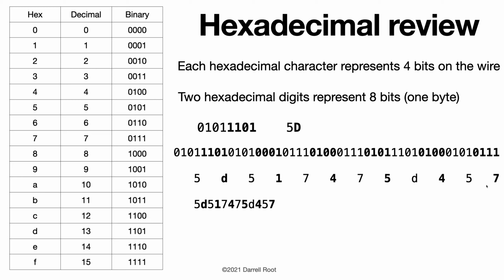How many hexadecimal characters do we have? Well, each hexadecimal character is 4 bits. So we have 1, 2, 3, 4, 5, 6, 7, 8, 9, 10, 11, 12. We have 12 hexadecimal digits. So that is 48 bits. So in the prior slide, we had an Ethernet MAC address, which was 48 bits. And here is the same Ethernet MAC address represented as hexadecimal digits.